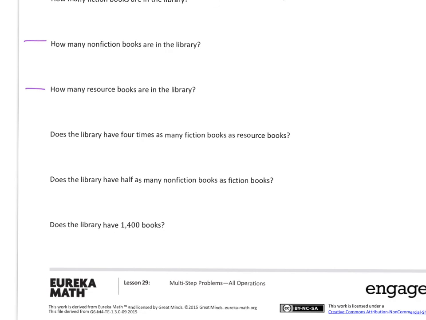So does the library have 4 times as many fiction books as resource books? Yes. Does the library have half as many nonfiction books as fiction books? Yes. And in the end, did we add it all up to 1,400? Yes, indeed.